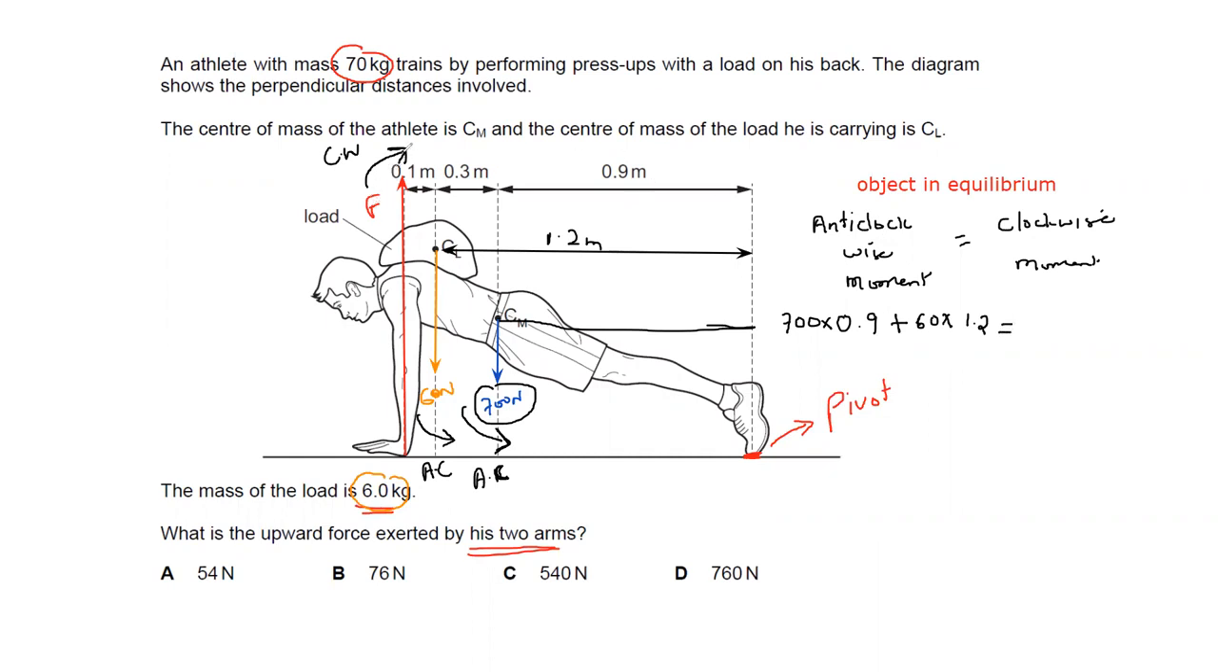This force is causing a clockwise moment. So the moment is F multiplied by the perpendicular distance from the pivot. This perpendicular distance from the pivot is equal to 0.1 plus 0.3 plus 0.9, so the total sum will be equal to 1.3. Is it clear till this point? The total anti-clockwise moment is equal to the total clockwise moment.